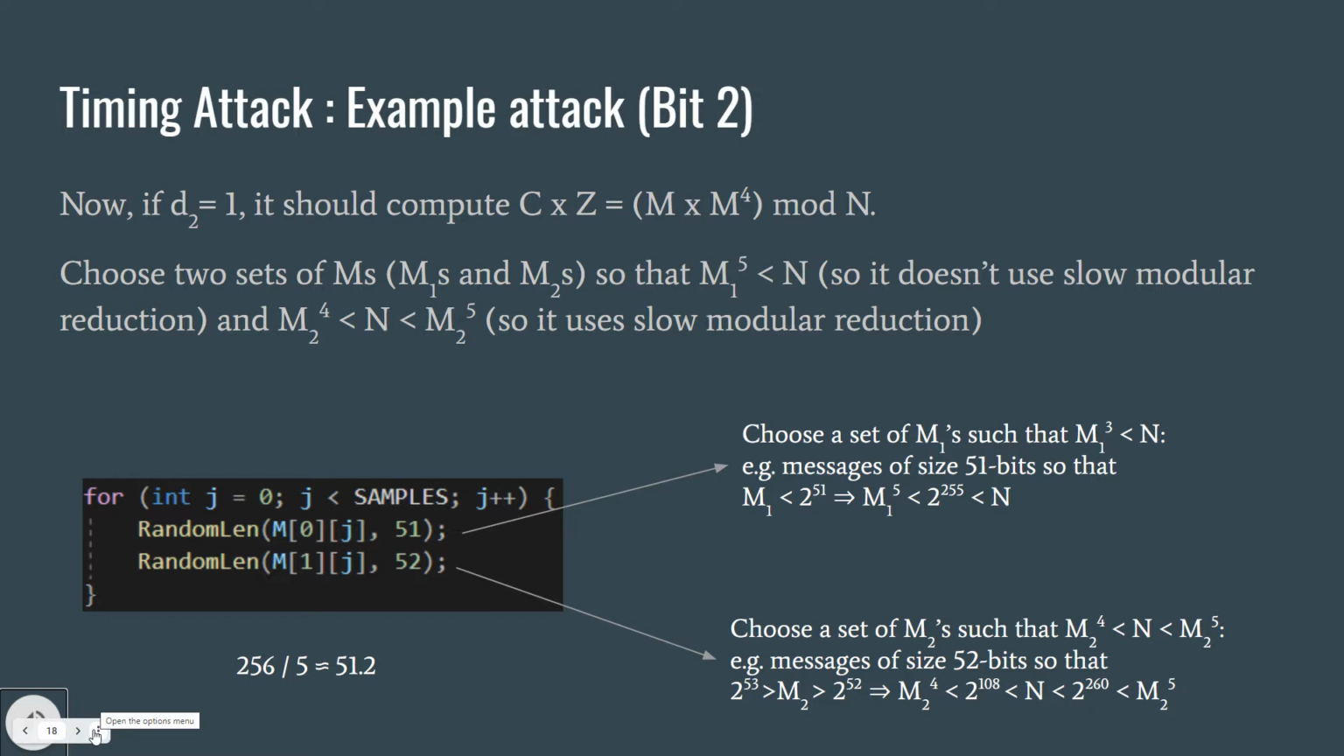Example attack on bit 2. Now, if D2 is 1, it should compute C times Z, which is M times M to the 4th modulo N. We choose two sets of M's so that M1 to the 5th is less than N, so it doesn't use modular reduction. And M2 to the 4th is less than N, but M2 to the 5th is greater than N. So it uses slow modular reduction. For this purpose, we choose M1's of size 51 bits to satisfy the given inequality. For M2, we choose 52-bit messages to satisfy the given inequality.